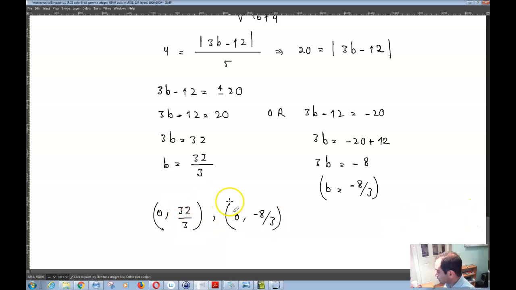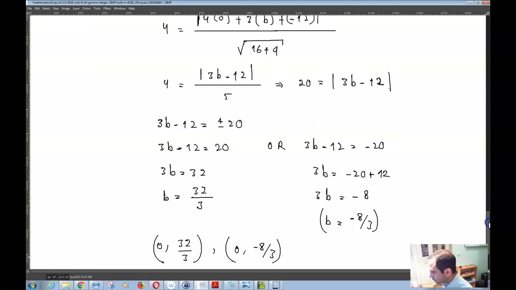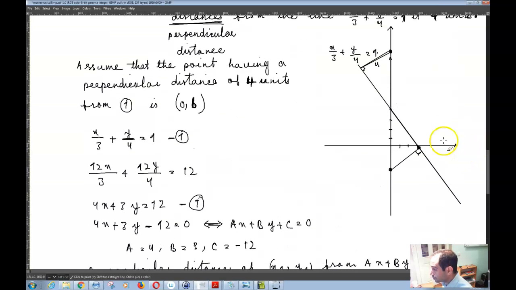So 32/3 is the same thing as, 3 times 12 is equal to 36, 3 times 11 is equal to 33, it's 10.5 or so. 32 divided by 3 is equal to 10.6. So that's basically 0 comma 10.7. 0 comma 10.7 is 1, 2, 3, 4, 5, 6, 7, 8, 9, and 10. Somewhere over here.